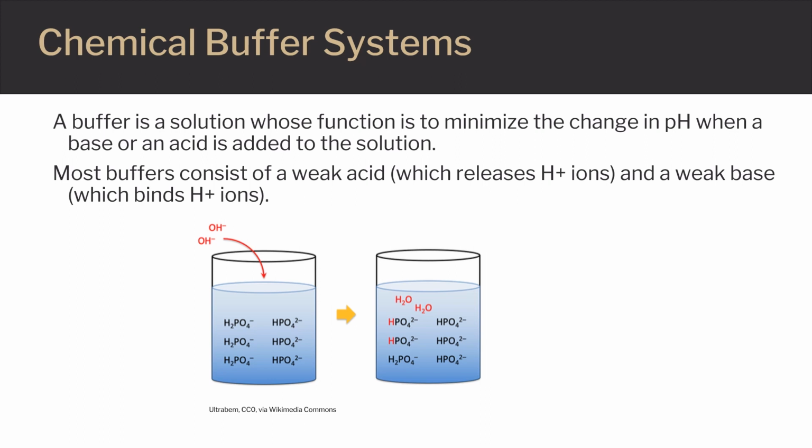There are many different buffers, and each one stabilizes the pH of the solution within a specific pH range. One buffer may be effective within a range of pH 2 to pH 6, while another buffer may be effective within a range of pH 10 to pH 12.